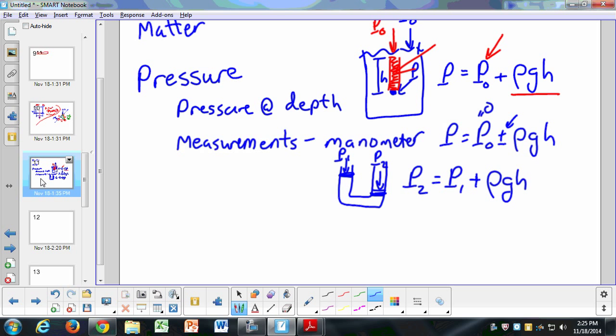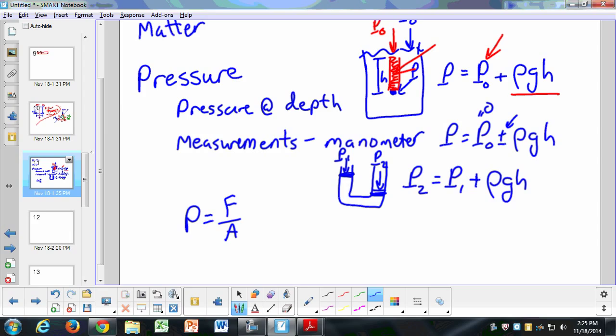And then also just general pressure. So pressure is force over area. So not necessarily dealing with liquids or fluids, but just dealing with, I have a force acting over a certain area, what is the pressure? You had a homework question.